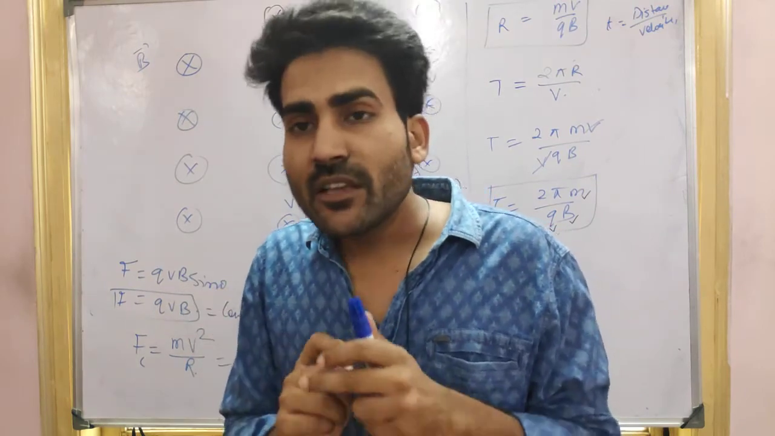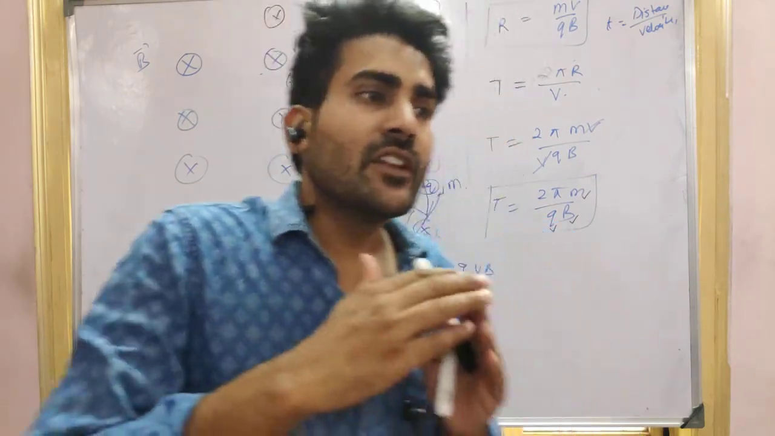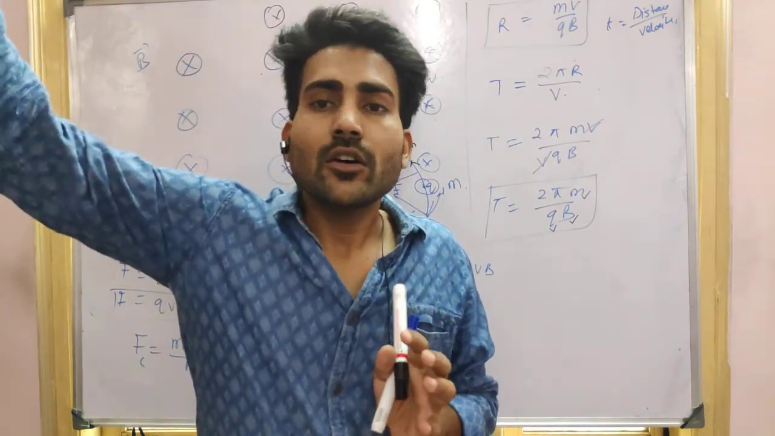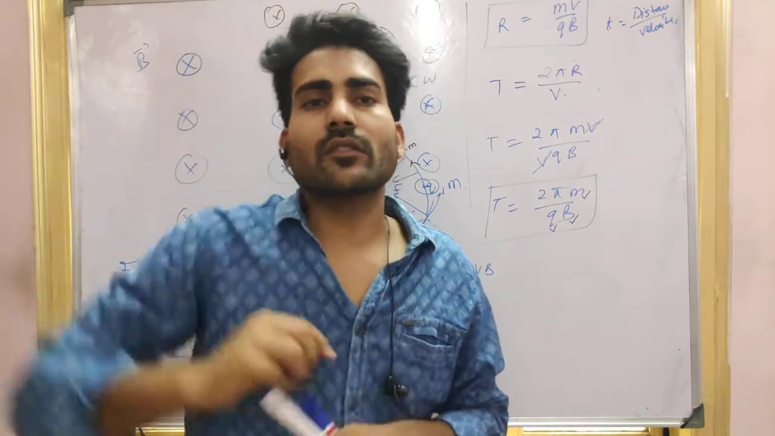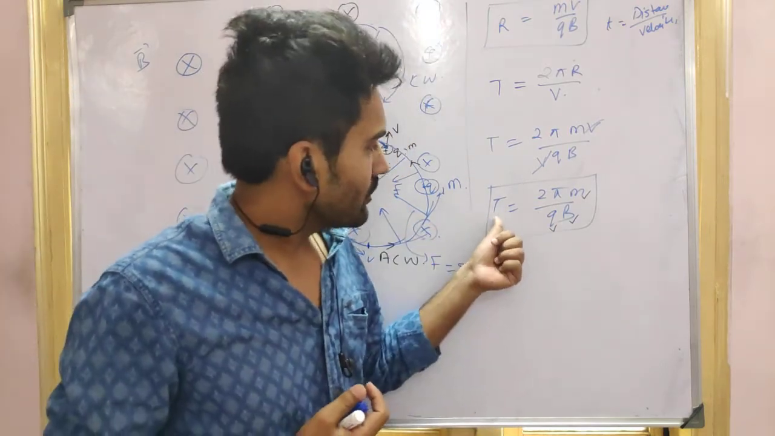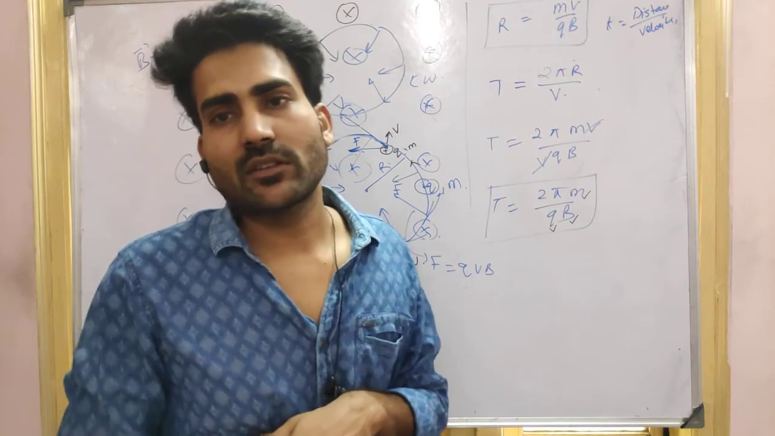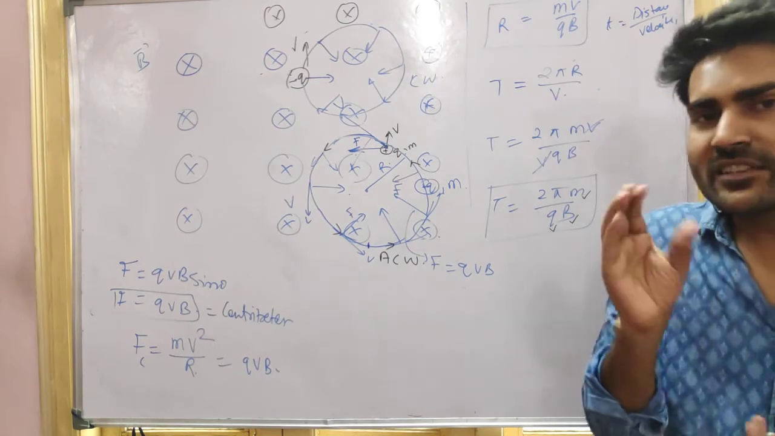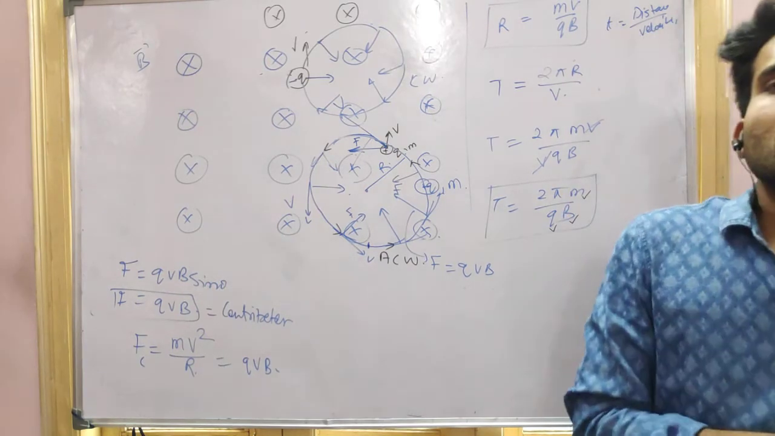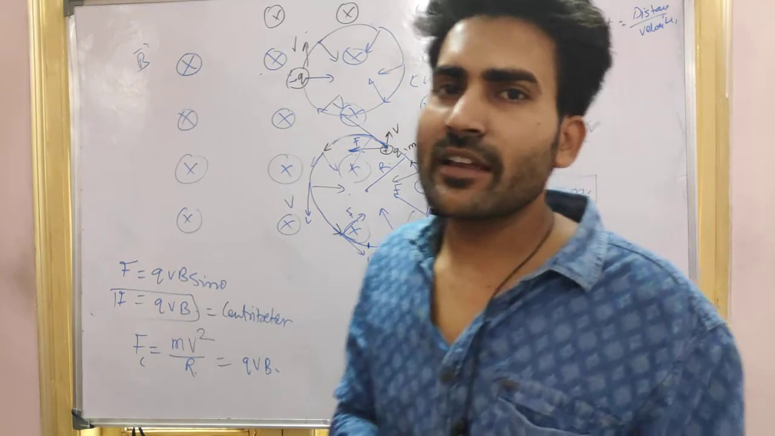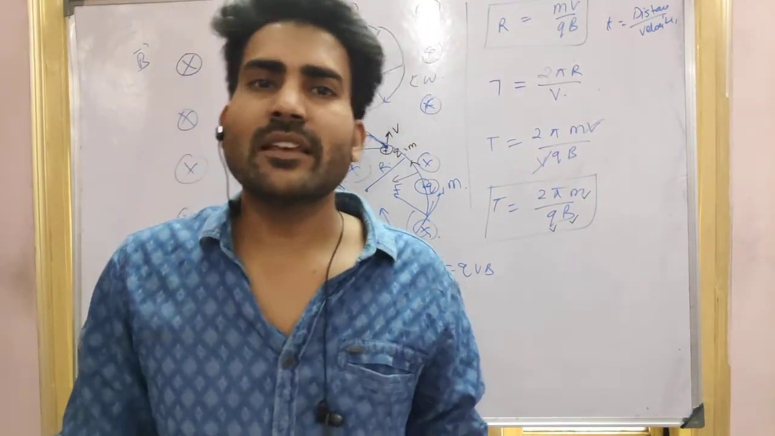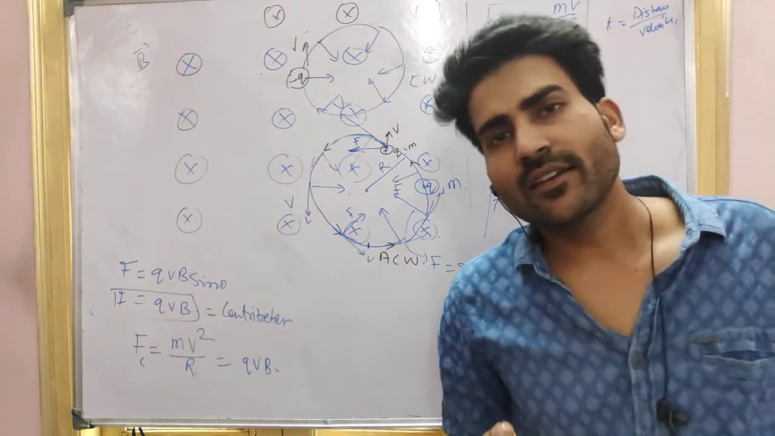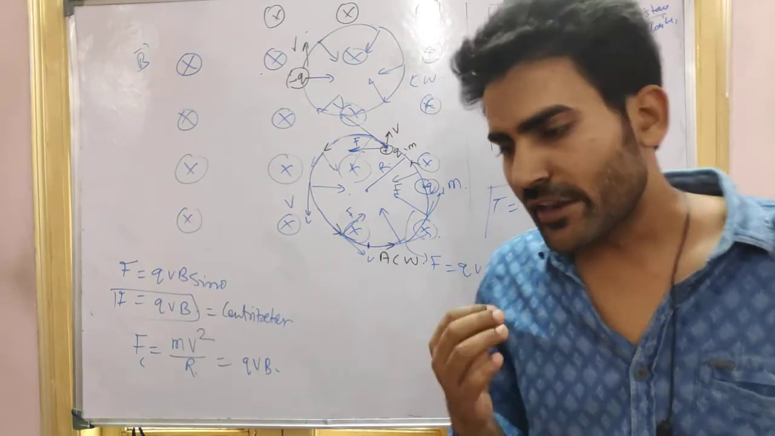It means what we can say here. See, if it is moving in a bigger radius, the velocity has to be very high to keep the time constant. Are you getting my point or not? If the radius is smaller, guys, then velocity will be less. Why? Because the time period has to be constant. So are you getting my point or not?